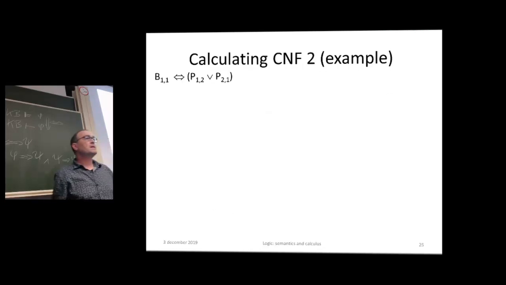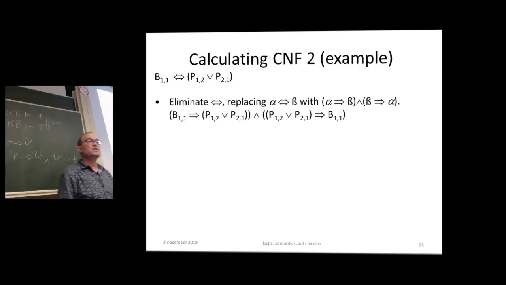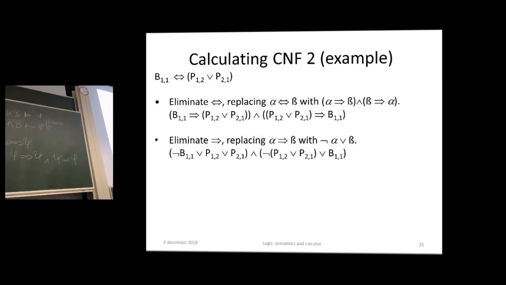So let's look at an example. We start with this equivalence. B1 is equivalent to some disjunction. I use this rule to eliminate the equivalence, and that is basically just add this formula in one direction, and then I turn around the order, and I have another implication in the other direction. The next step is eliminate the implication, and remember the rule is that alpha implies beta, then we have to replace it with not alpha or beta. And we do that here.